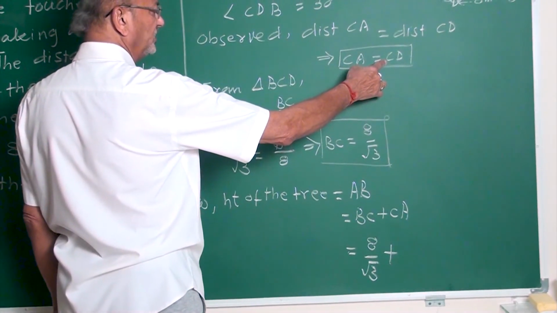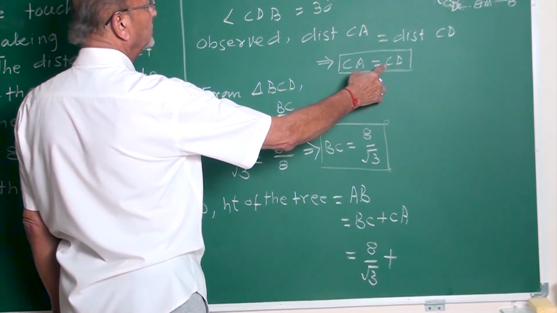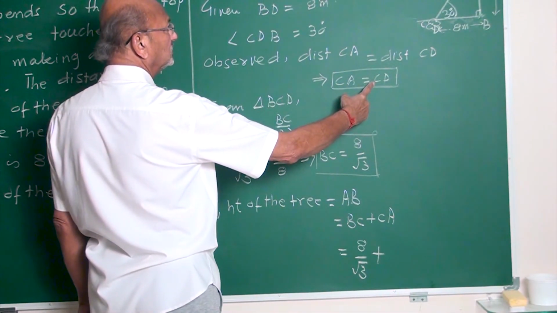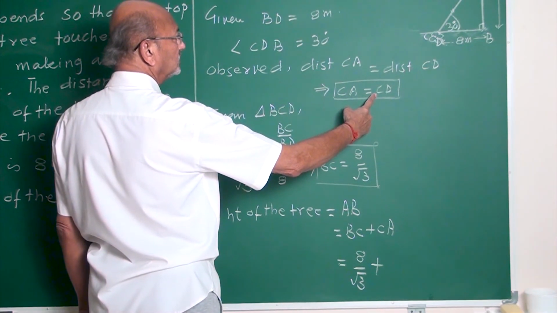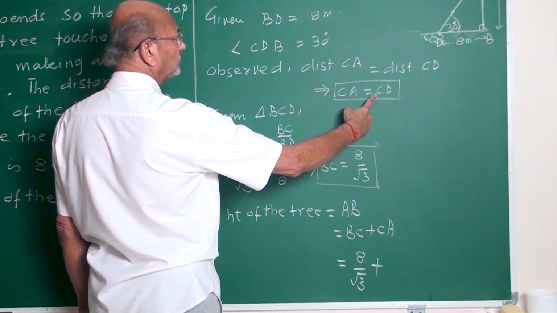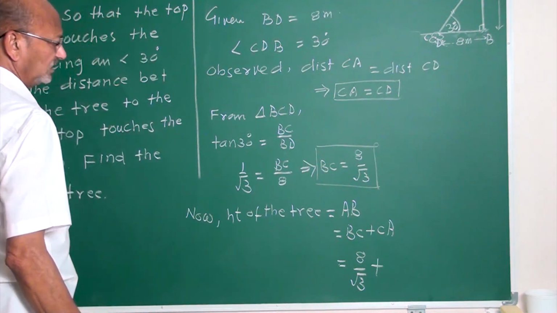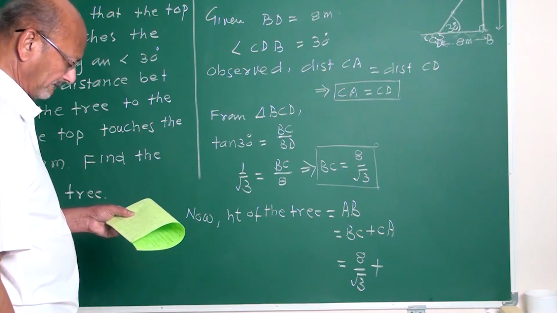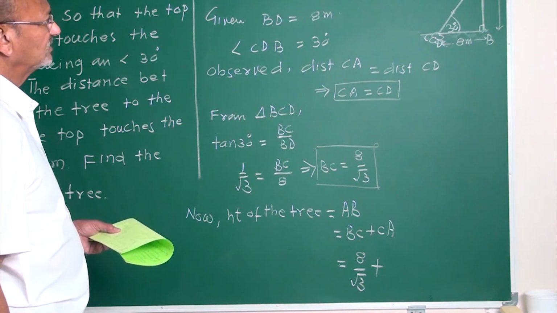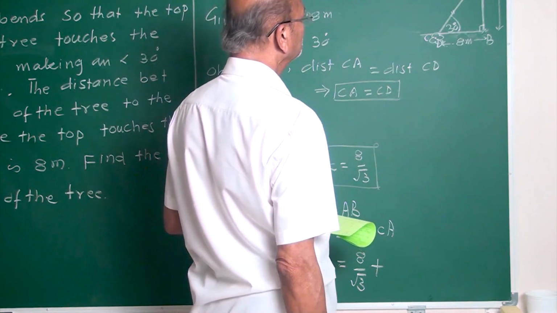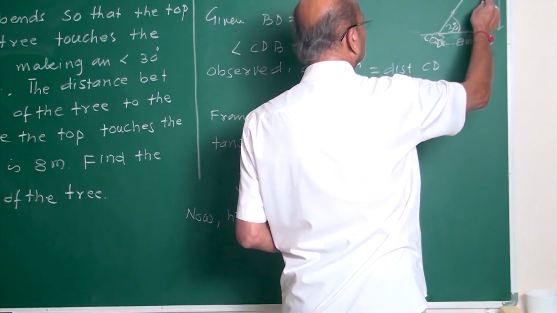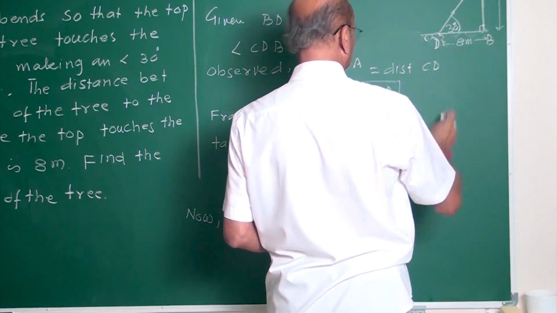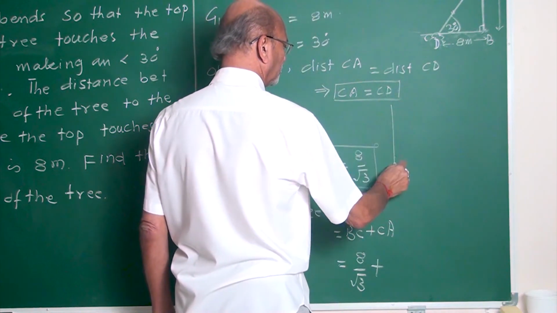CA equals CD. But what is the value of CD? We have to find it. CD means this, D is here. To find this, what do you have to take?